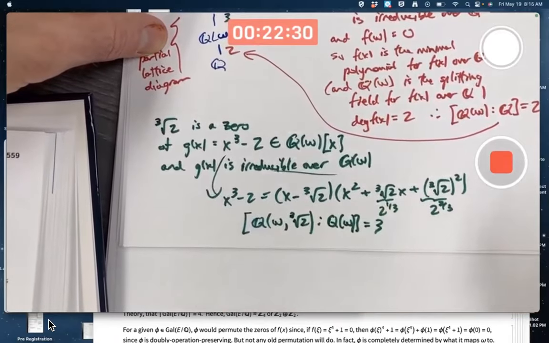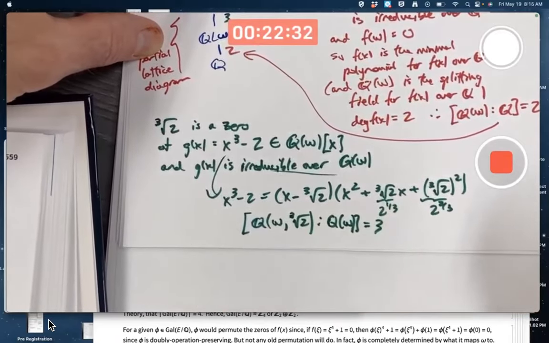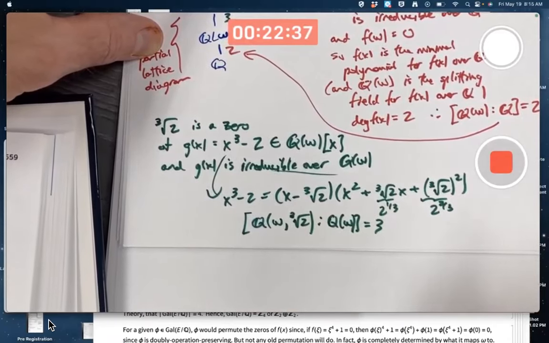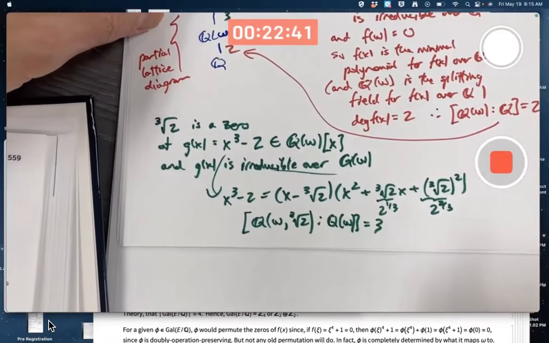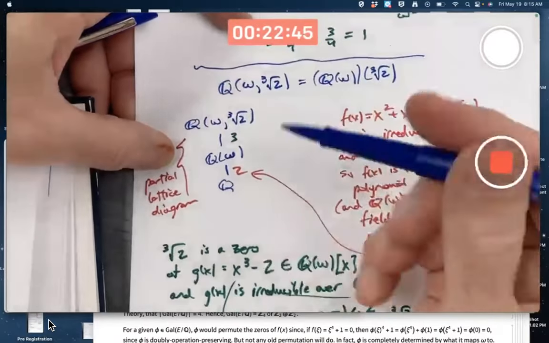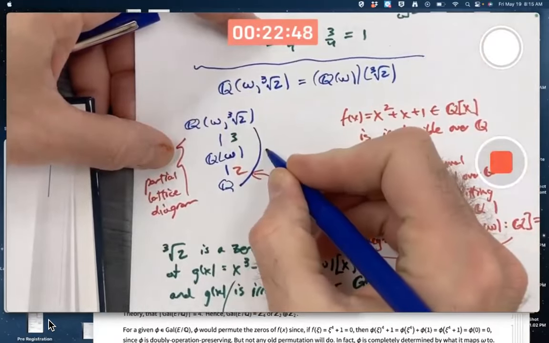You should know what the symbols mean. The notation is a big thing for the exam as well. Make sure you're comfortable with all these things I'm writing as far as what it means. So ultimately, the degree of the overall extension is 6, 3 times 2.